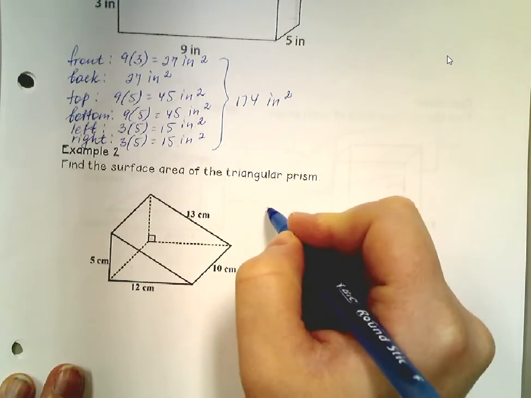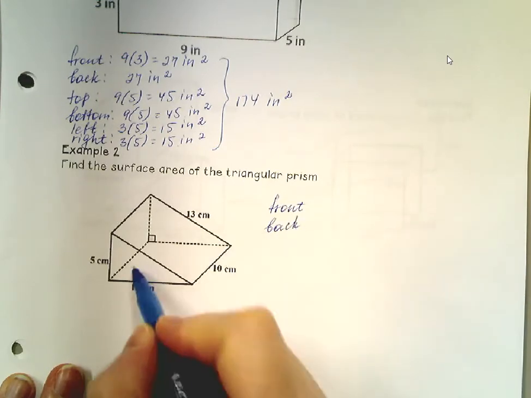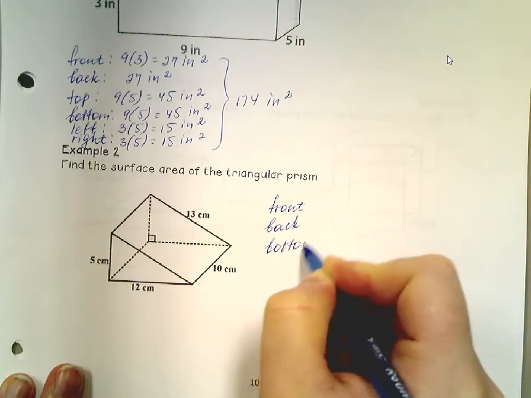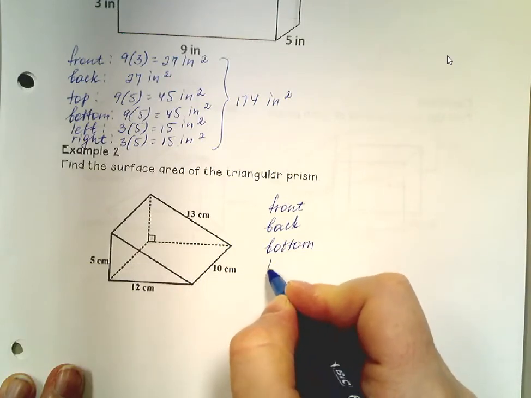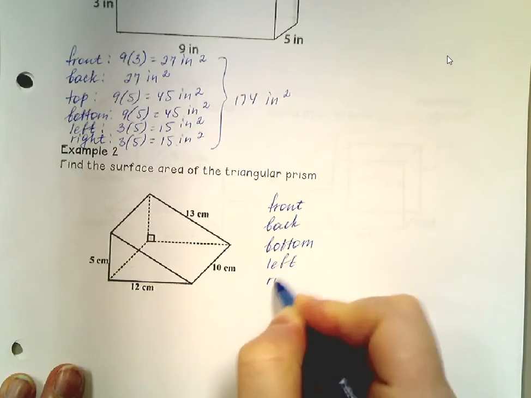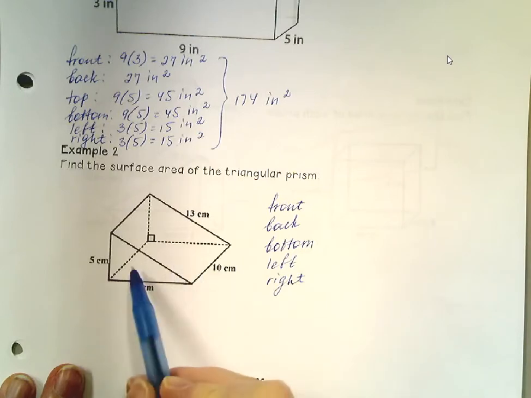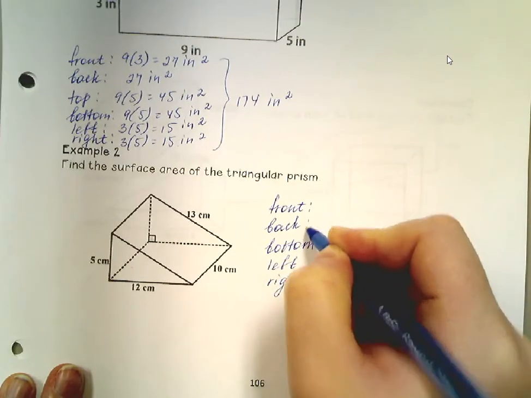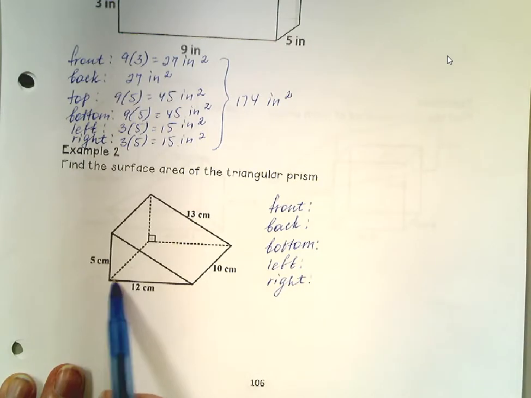We have front and back, and those will be our bases. And then we have bottom, and then we have left and right side. So there are 5 faces altogether. However, we still have 2 bases, and the prisms are characterized by the 2 bases: front, back, bottom, left, and right. Okay, so how do I find the area of the front?